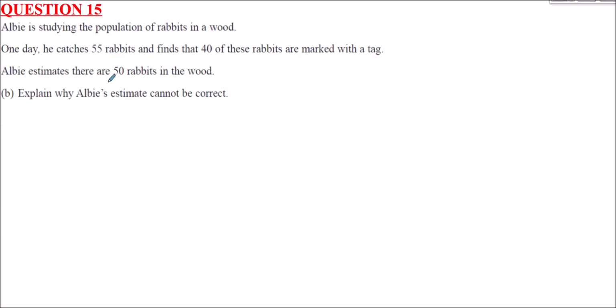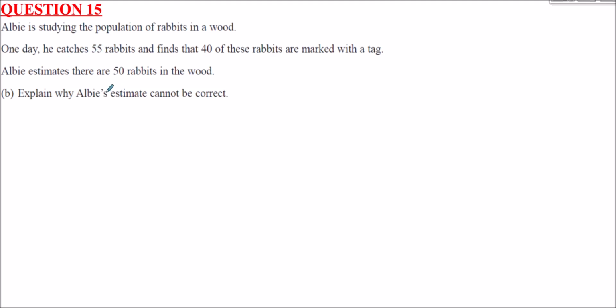Part B, Albie is also studying the population of rabbits, but in a different wood. One day he catches 55 rabbits and finds that 40 of them are marked with a tag. Albie then estimates that there are 50 rabbits in the wood. Part B is just to explain why Albie's estimate can't be correct. Well, he's caught 55, which means there must be at least 55. But then if he estimates that there's 50 rabbits in the wood, well, what's happened to the 5 that he caught? So his estimate can't be lower, surely, than the number he caught in the first place.